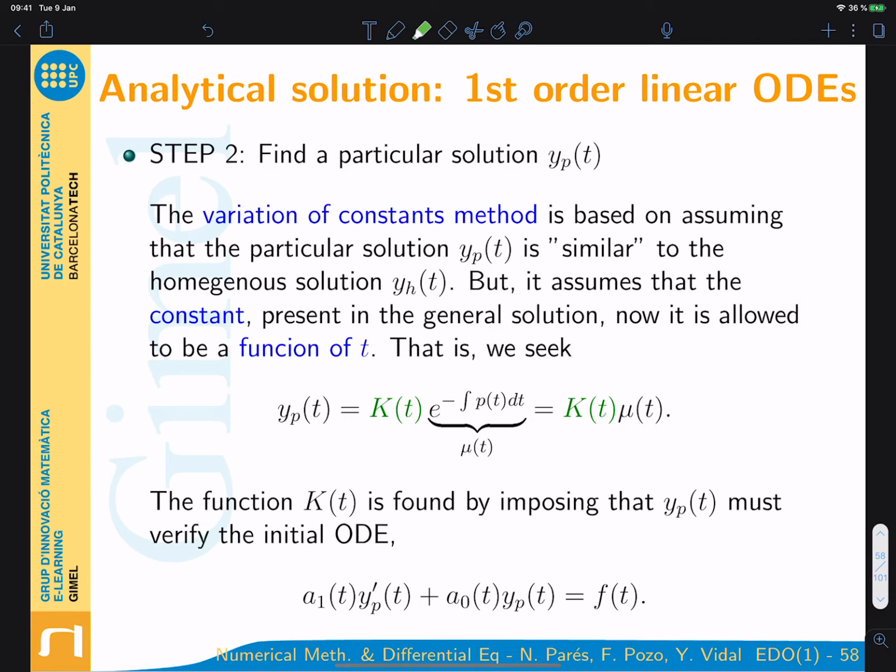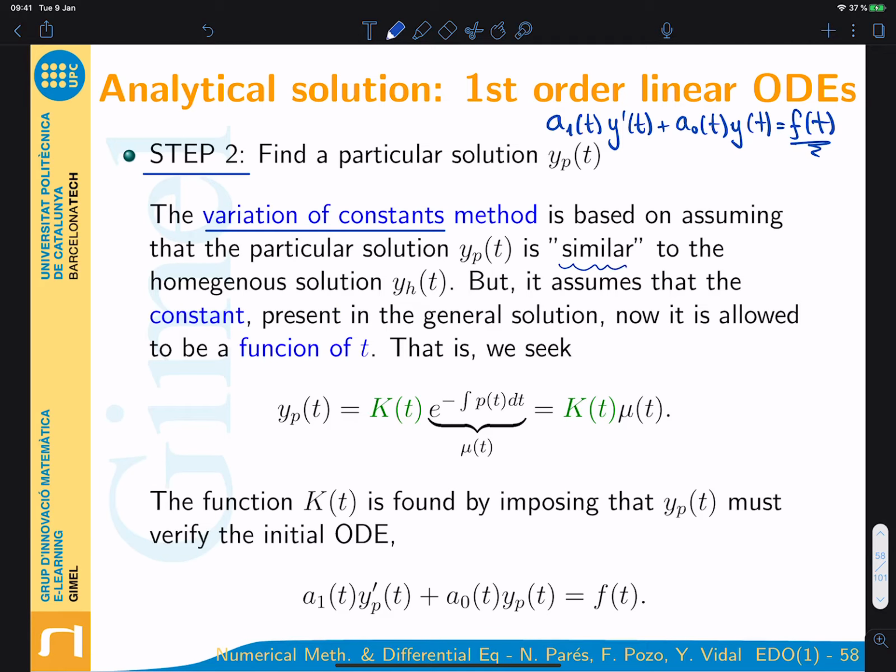Let's go now to the second step. The second step, step 2, is to find a particular solution of the initial ODE we are interested on, which is this one, yeah? Which is equal to f of t, which this f of t could be anything. It's not 0. It could be, but in general it's not. Now we will use a method that is called the variation of constant. The main idea behind this method is very simple. It tries to find a particular solution that is similar to the homogeneous solution.